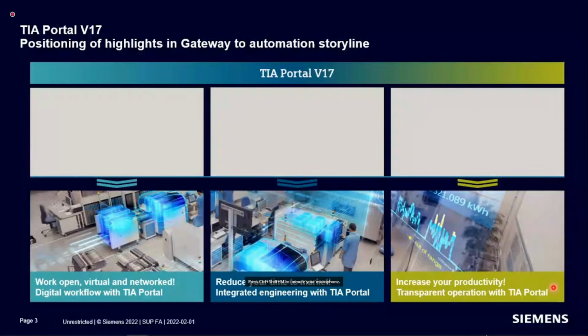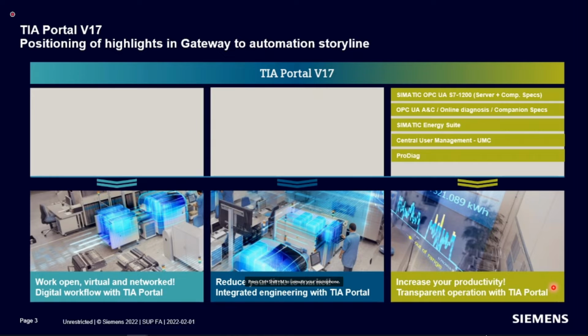You can see it is already highlighted: open architecture, meaning a virtual network and digital workflow with TIA Portal. Then reducing your time: how the engineering time can be reduced with integrated engineering in TIA Portal, and how to increase productivity with transparent operation with TIA Portal. So these are the three different pillars and how the different things are positioned.